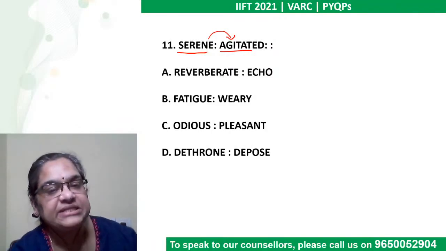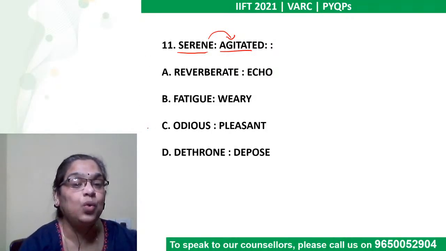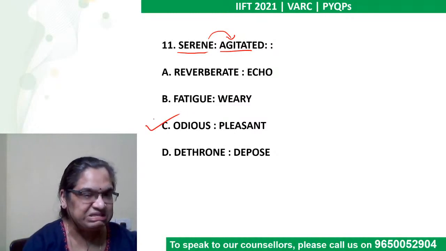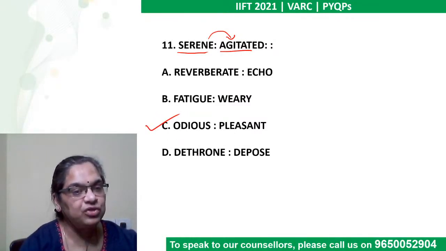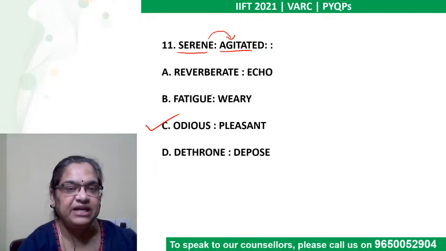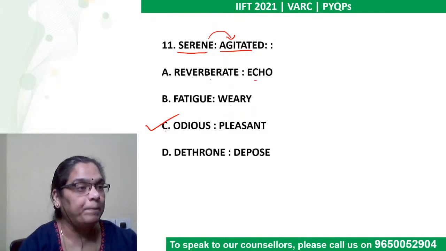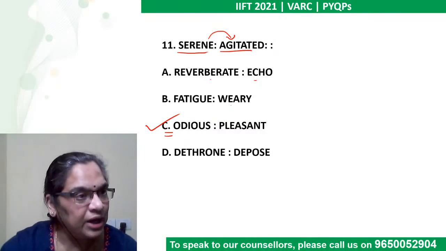Odious, unpleasant, is to pleasant. You say, what an odious fellow. Unpleasant, insufferable fellow. Dethrone and depose mean the same thing. Fatigue and weariness is the same thing. Reverberate and echo are the same thing. So the word pair you want is opposites. Therefore, answer is C. Antonyms means opposites. Got it?